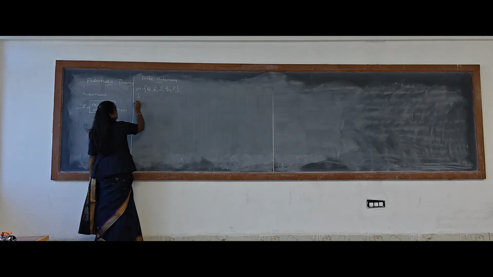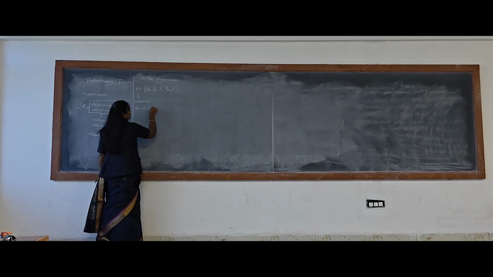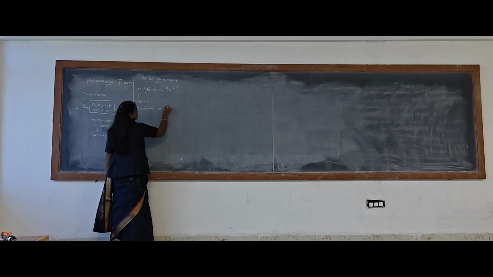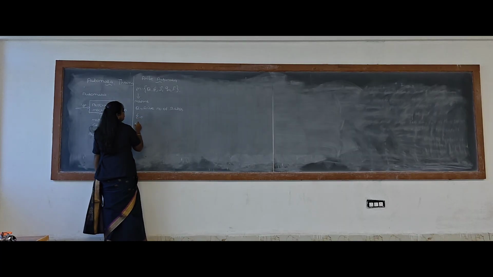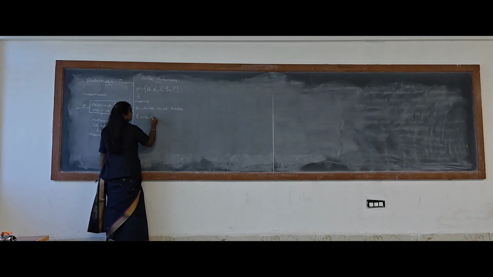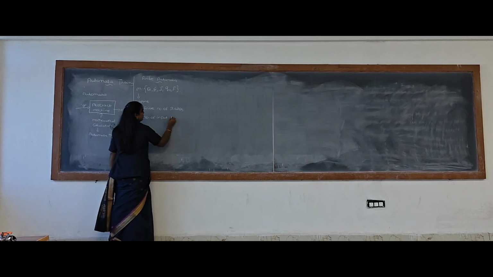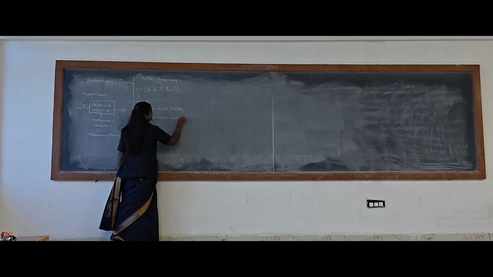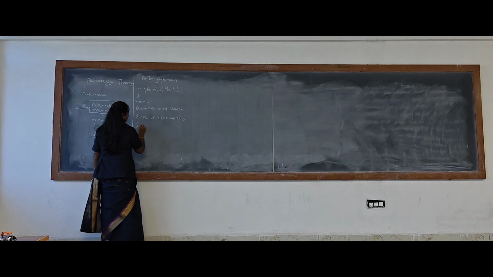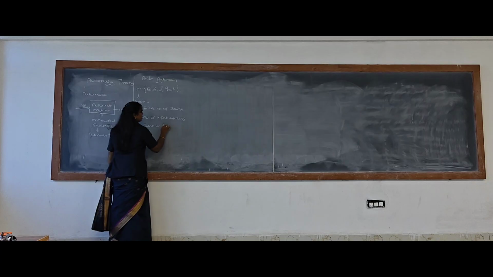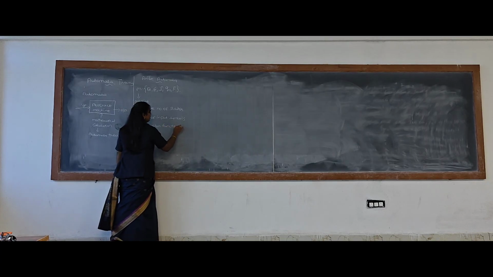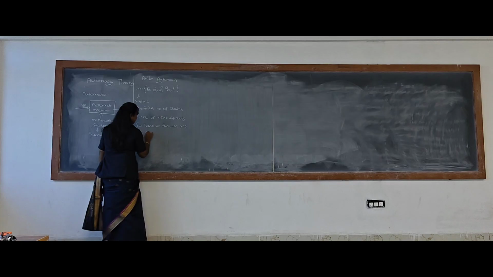M represents the machine, and Q represents the finite number of states. And this sigma represents the input symbols. And this delta symbol represents the transition function or mapping function.